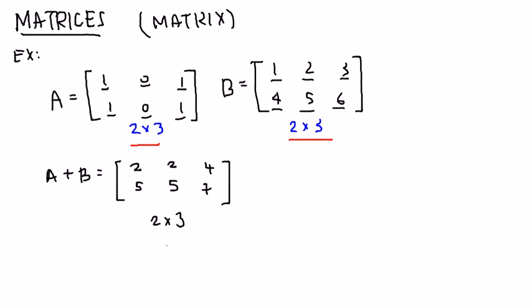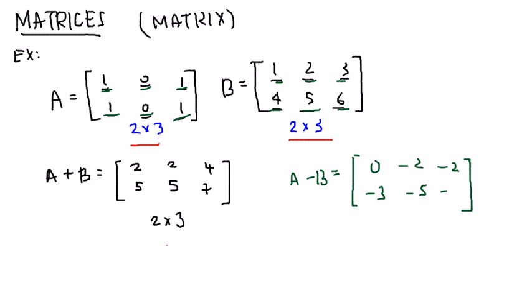Now let's say I asked you for A minus B. Well, A minus B is the same exact thing. You just take each element and subtract each part. So here we get 1 minus 1, which is 0. 0 minus 2, which gives us negative 2. 1 minus 3 is negative 2. 1 minus 4, negative 3. 0 minus 5, negative 5. 1 minus 6, negative 5. So notice this is also supposed to be a 2 by 3 matrix.